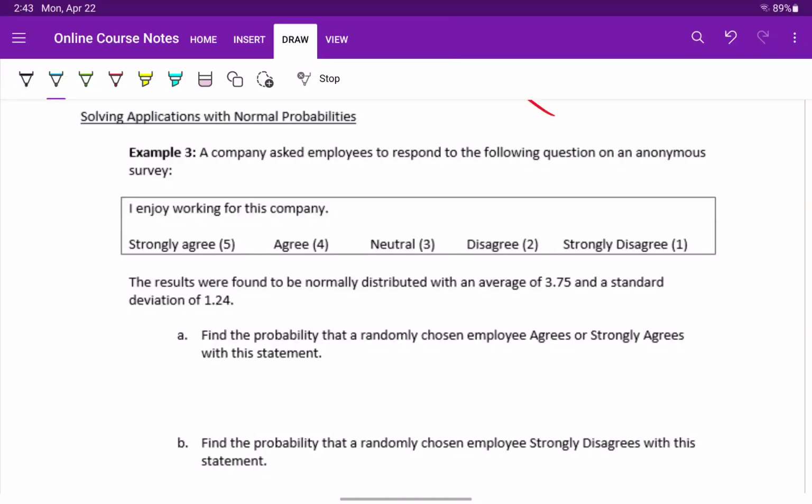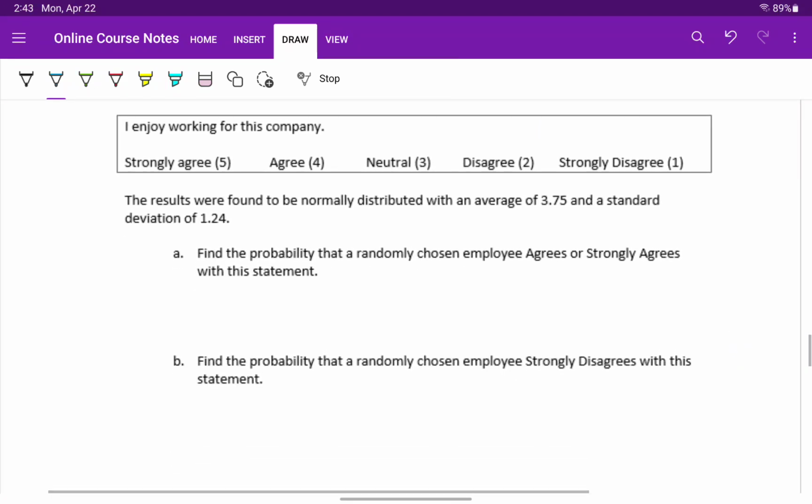Now we can take this idea of calculating normal probabilities and apply it to some application problems. In example 3, we have a company that asked employees to respond to the following question on an anonymous survey: I enjoy working for this company. They responded anywhere from 1 to 5, where 5 represents strongly agree, all the way down to 1 representing strongly disagree. The results were found to be normally distributed.